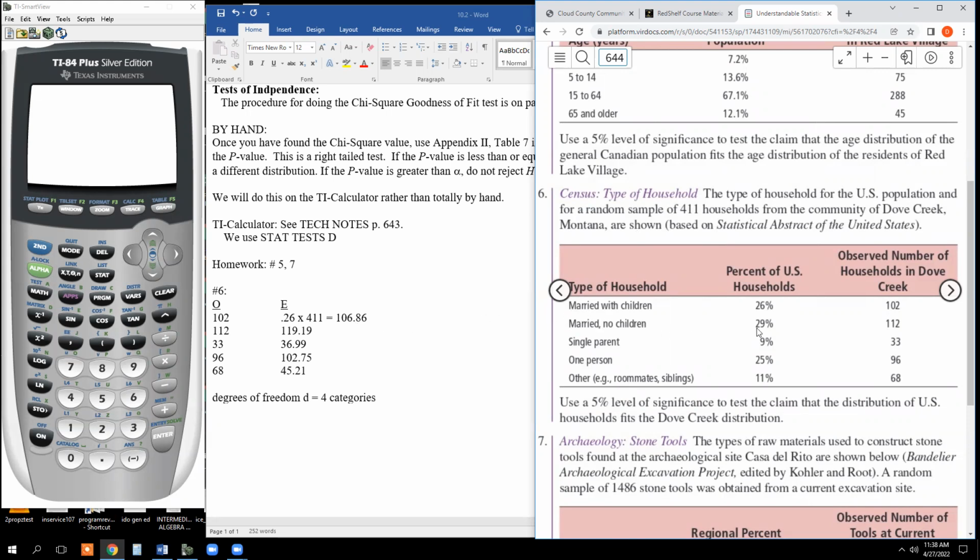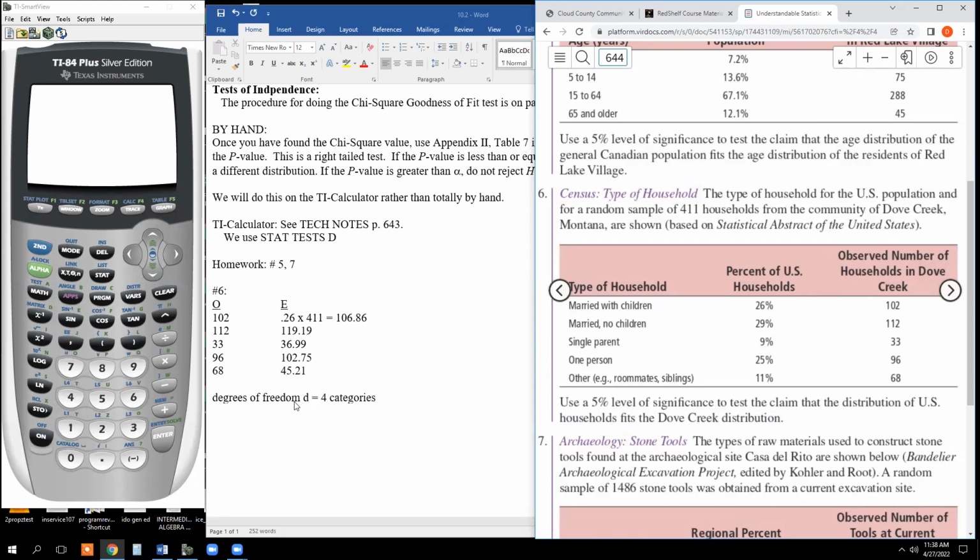For the second one, married, no children, 0.29 times 411 gave me 119.19. Third category, 0.09 times 411 gave me 36.99. For one person, 0.25 times 411 gave me 102.75. 0.11 times 411 gave me 45.21. Remember, degrees of freedom is number of categories minus 1. 5 minus 1 is 4.